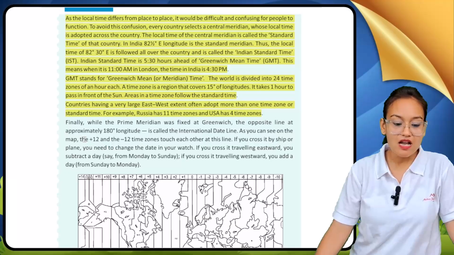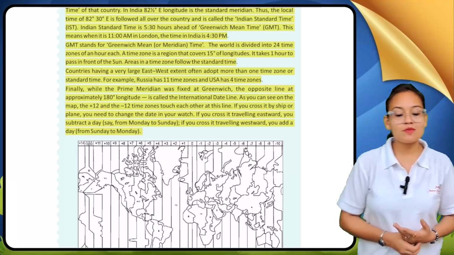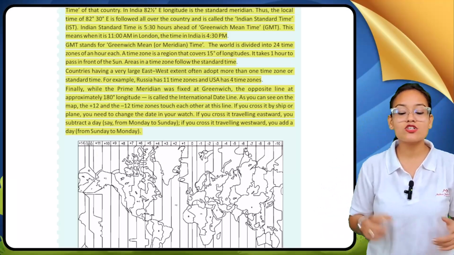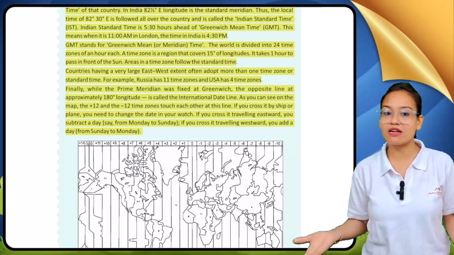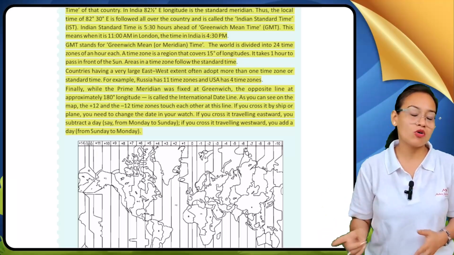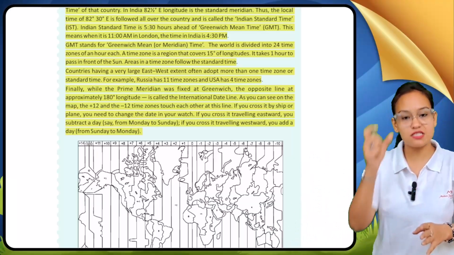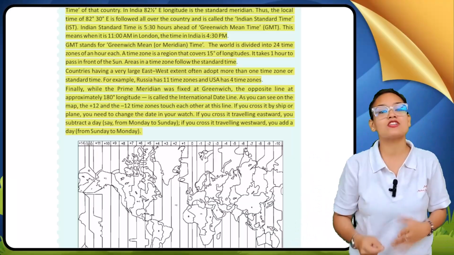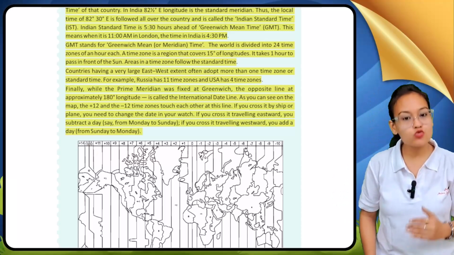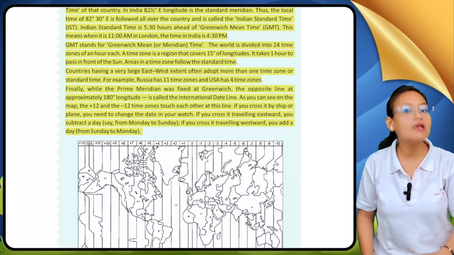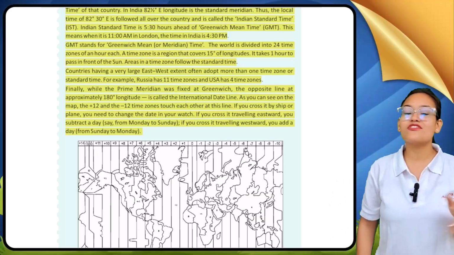Finally, when the prime meridian was fixed at Greenwich, the opposite line at approximately 180 degree longitude is called the international date line. Prime meridian means Greenwich meridian. The opposite of the Greenwich meridian, at 180 degree longitude, is considered our international date line. It means if today is 21st of June in India, then it is 28th of June in USA. You can see there's a difference in date also.